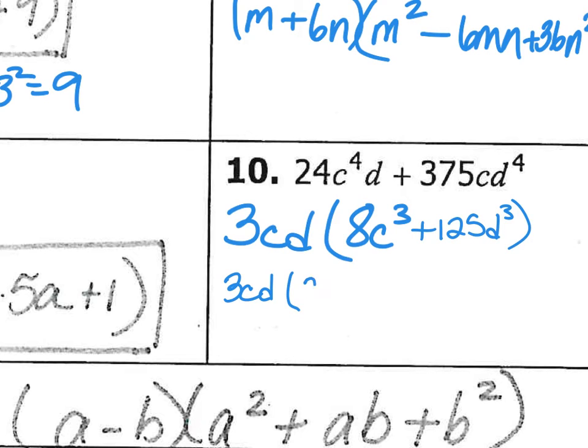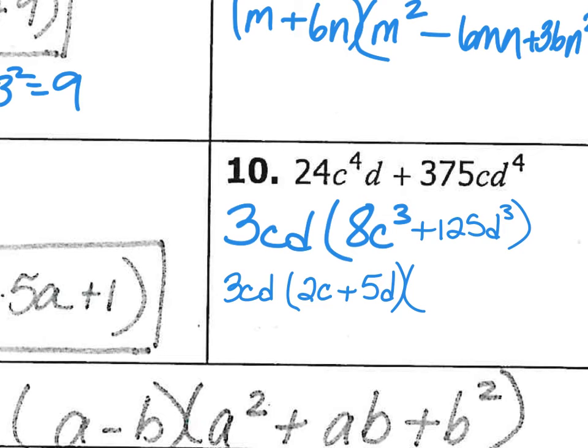So 8 would become a 2 because that's the cube root of 8. C to the 3rd becomes a c. For 125, that would be 5. 5 times 5 times 5 is 125. D to the 3rd becomes a d. Okay? Then I'm going to use those pieces to build the second half.